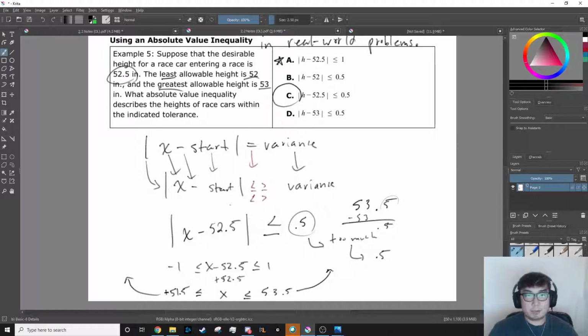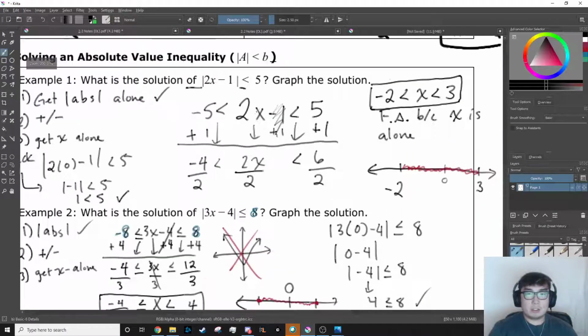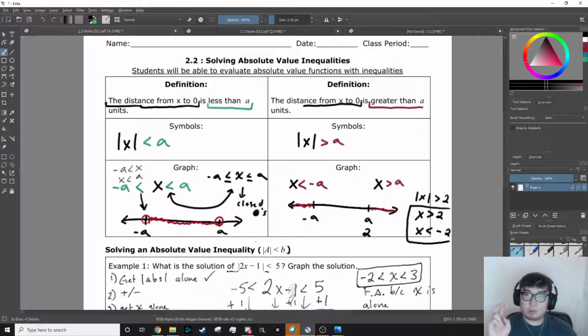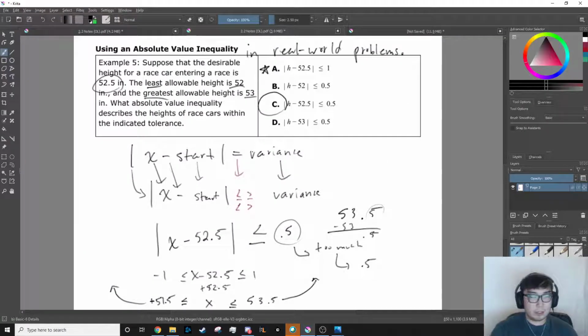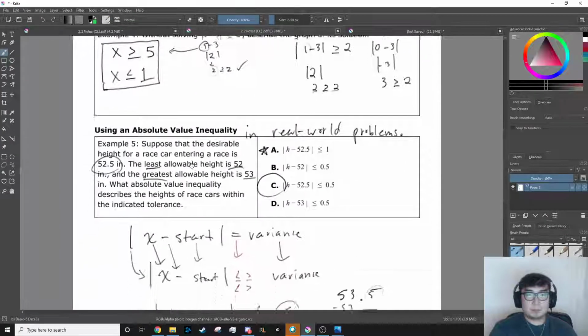So that's it for 2.2. We learned how to work with absolute value equations with inequalities when it's greater than or less than or equal to. And we just pretty much worked on another word problem. Know that these word problems will be on your test, and so will more advanced versions of this type of problem.